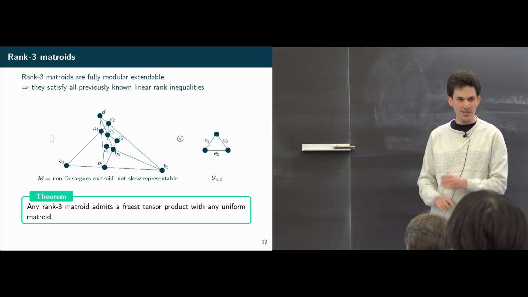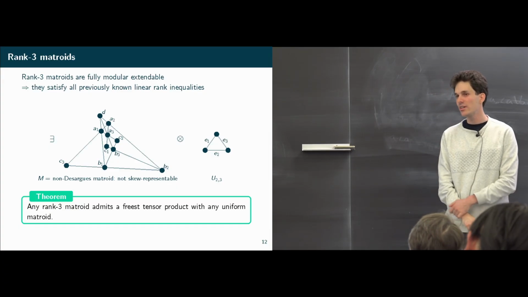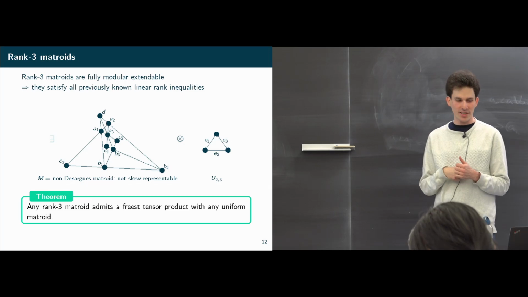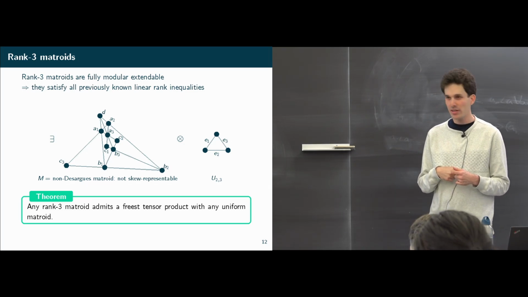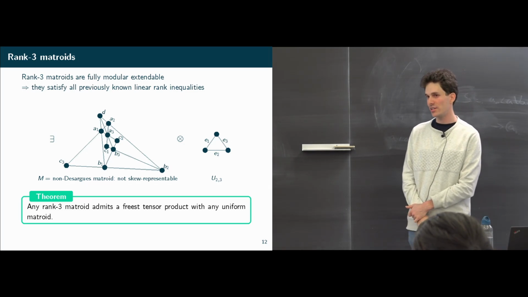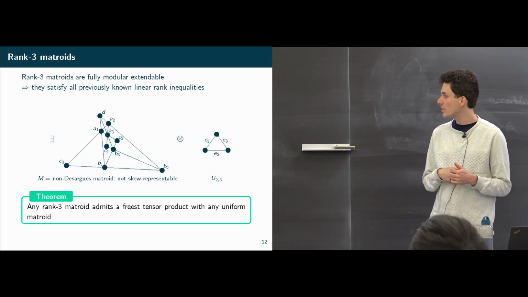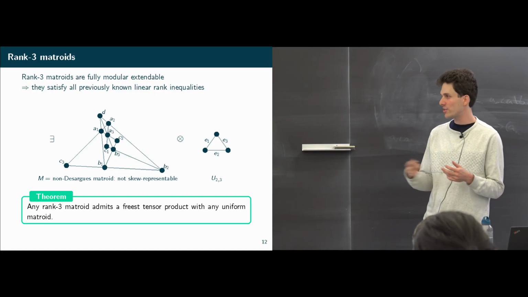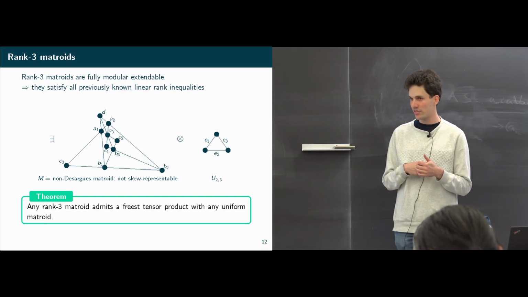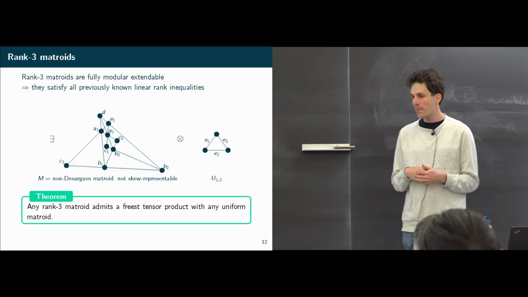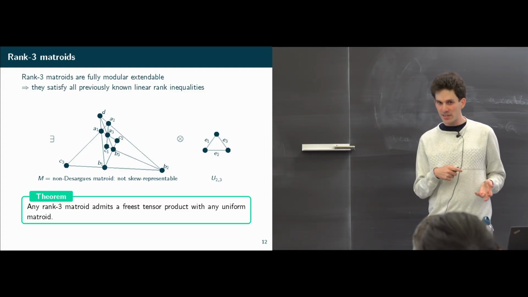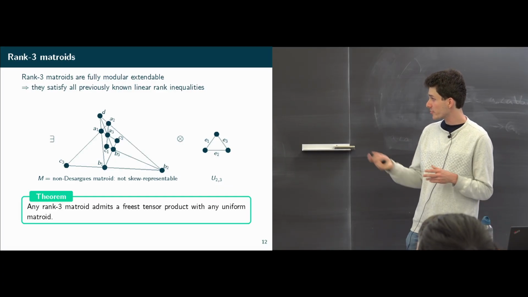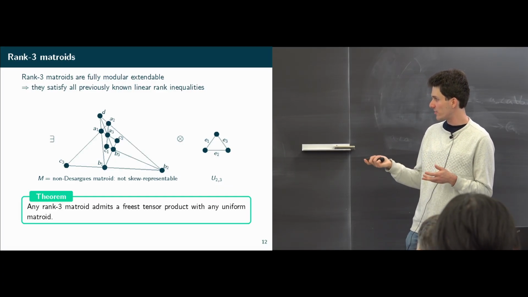So first, it turned out that for U2,3, there is always a tensor product. More generally, we could show that for any rank 3 matrix, there exists a tensor product with any uniform matrix, not just U2,3. And moreover, in the rank 3 case, these tensor products behave nicer. There is a canonical freest tensor product, such that if some set is independent in a tensor product, then it is independent in this freest tensor product.